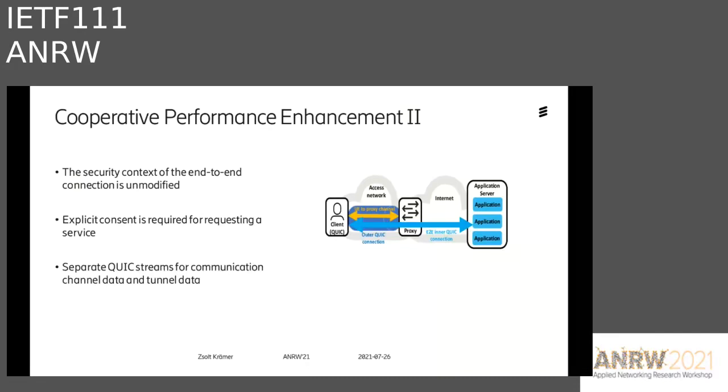Explicit consent is required for requesting a service from the proxy. And the separation of communication channel data and tunnel data is possible by maintaining separate QUIC streams in the same QUIC connection. Overall, this design proves that it is possible to provide proxy services without violating the end-to-end principle of the transport and application layers.